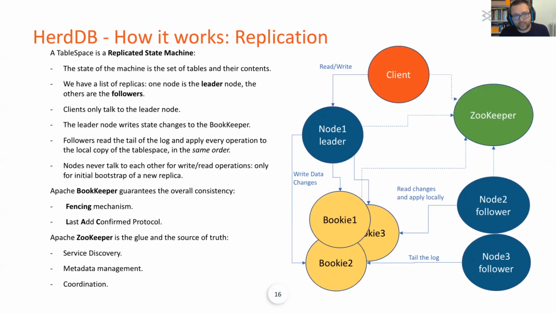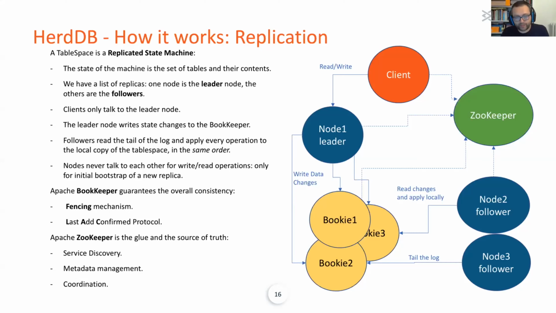So let's see how it works. A table space is a replicated state machine. You want the state of the machine, that is the set of tables and their contents, to be replicated on several nodes. We call these nodes replicas. Among all of the replicas, one node is chosen as leader node. The other nodes are the followers. The client only talks to the leader node for the table space.